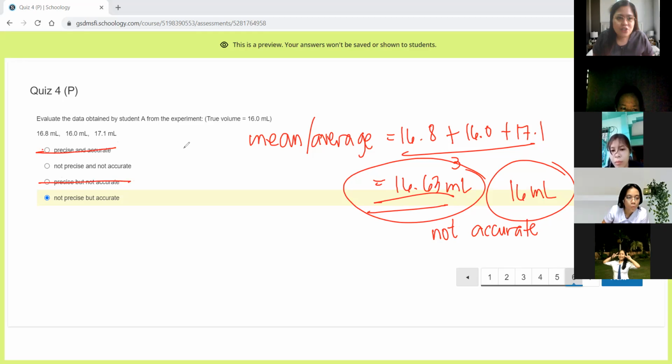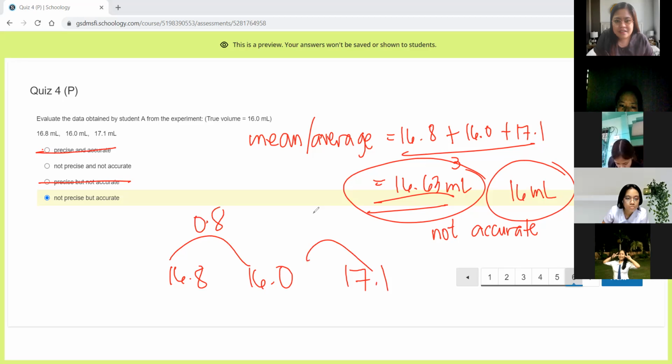Now for the precision, are they close to each other? We have there 16.8, 16.0, and 17.1. I don't think they are close with each other. We have how many intervals for this? This is 1.1. So again, in chemistry, we are very strict with our data. So actually, the correct answer is not precise, not accurate. That's the correct description of the data obtained by a student.